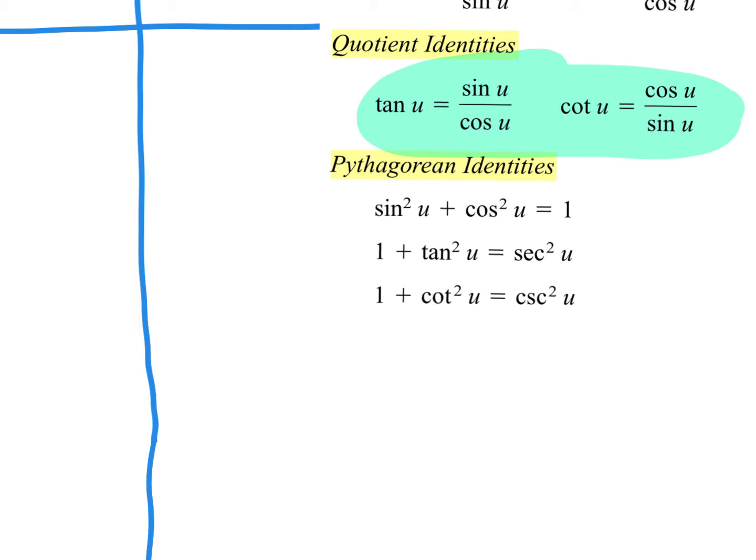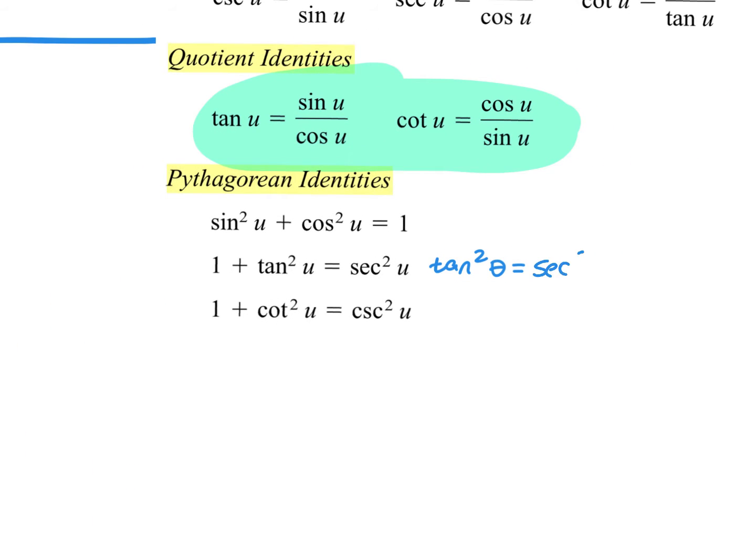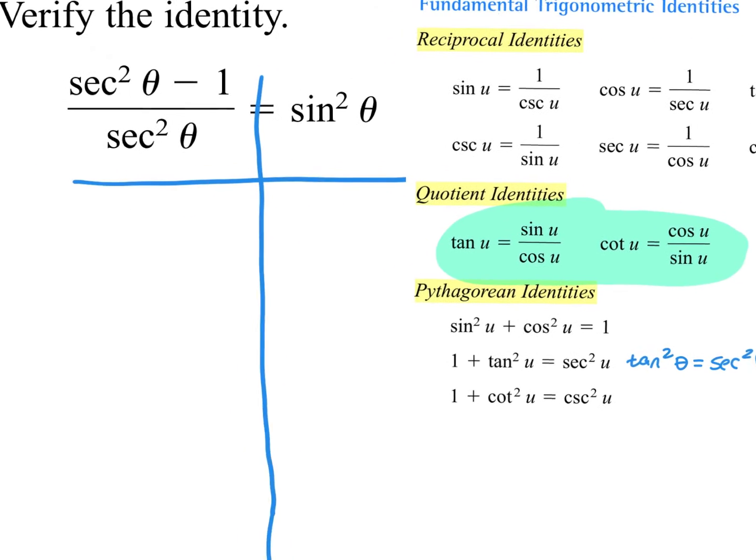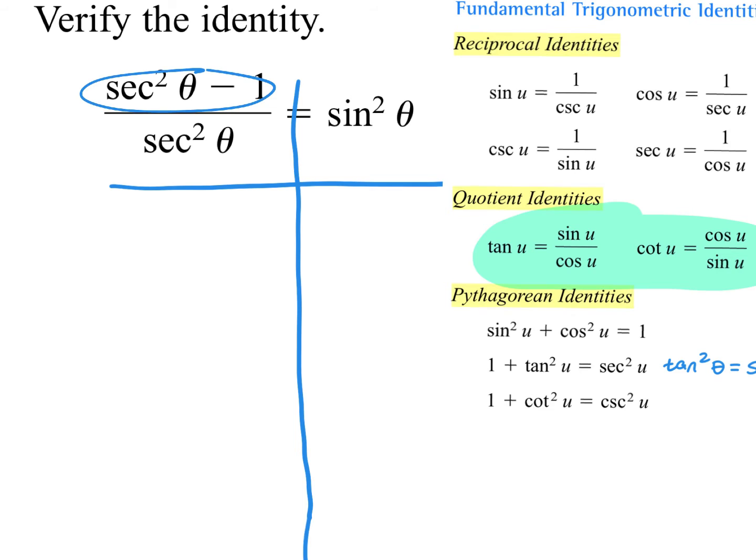I could subtract 1 from both sides, right? If I subtracted 1 from both sides, I can turn this into tangent squared theta equals secant squared theta minus 1. Do you guys agree with that? Okay, so look, the first step, all I'm going to do is change the numerator here to tangent squared theta over secant squared theta. Everybody see how we did that? Pretty simple step.